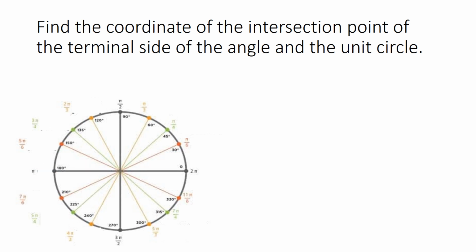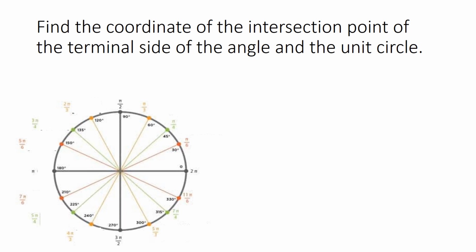Let's move to the next quadrantal angle. We have this one here, 270 degrees. Again, r is equal to 1. This means that our y value here is negative 1. So our coordinate for 270 degrees is 0 on x, negative 1 on y.